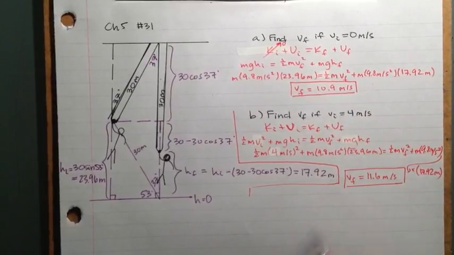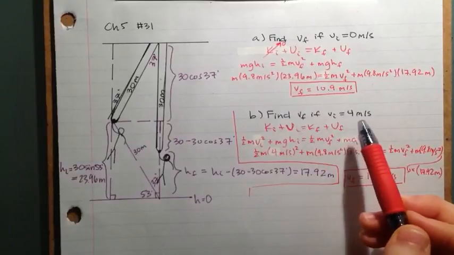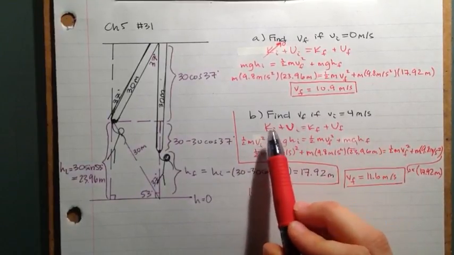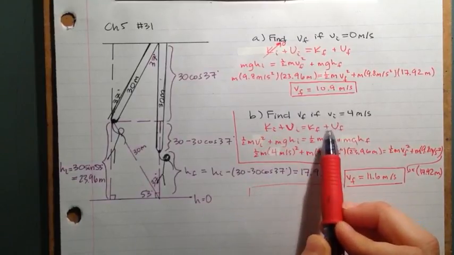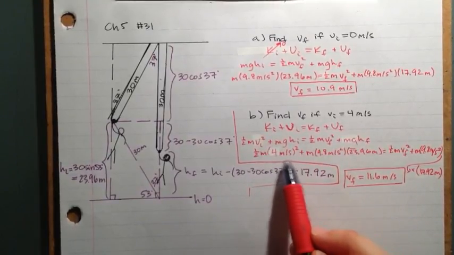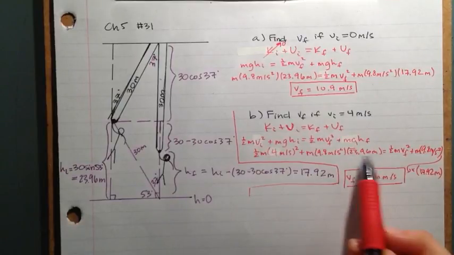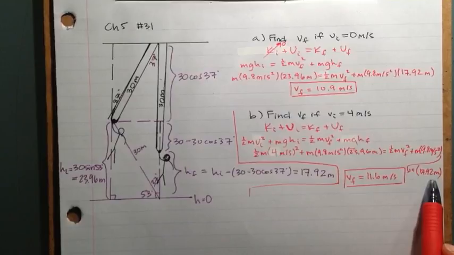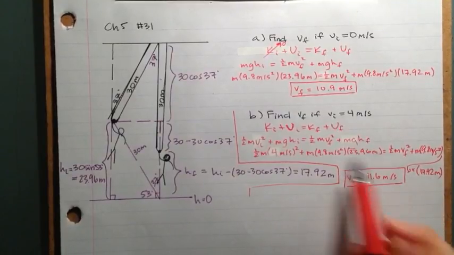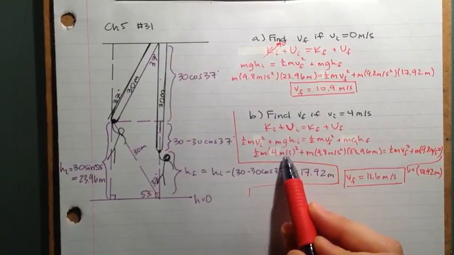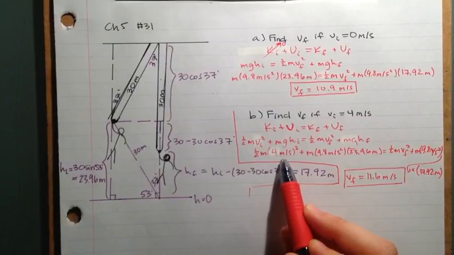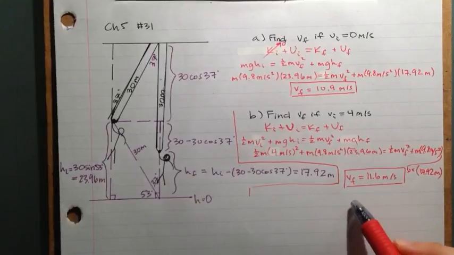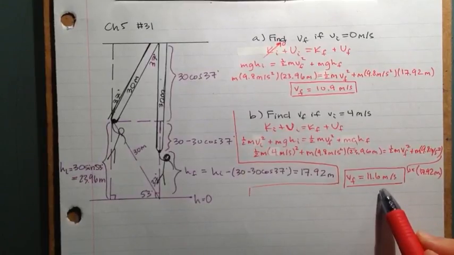So the second part is asking for the velocity final when the initial velocity is 4 meters per second. We're going to use the same conservation of energy equation, and we're going to plug everything in. Here we're going to plug in our height initial, and here's our height final. And then the only thing that's different is that the initial velocity is now 4 meters per second. And we're still solving for velocity final, and if we plug that in, we'll get 11.6 meters per second.